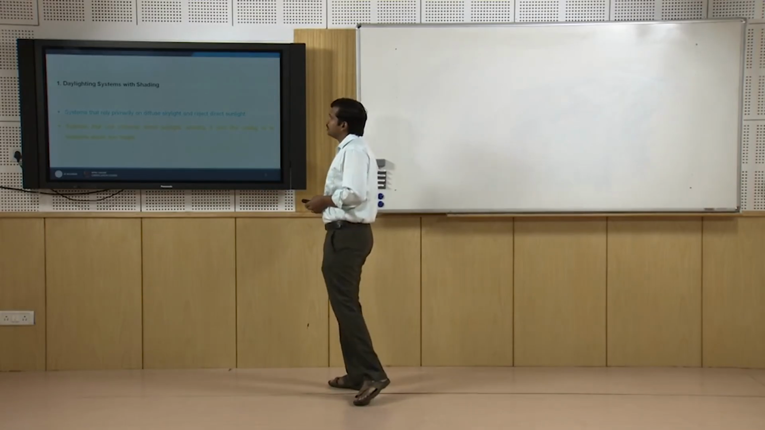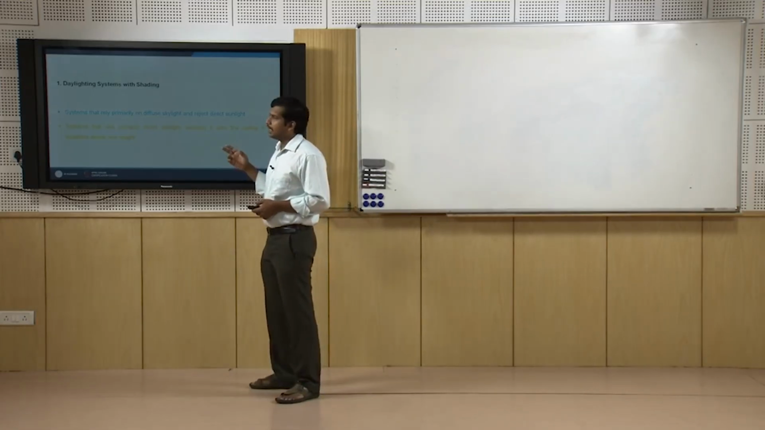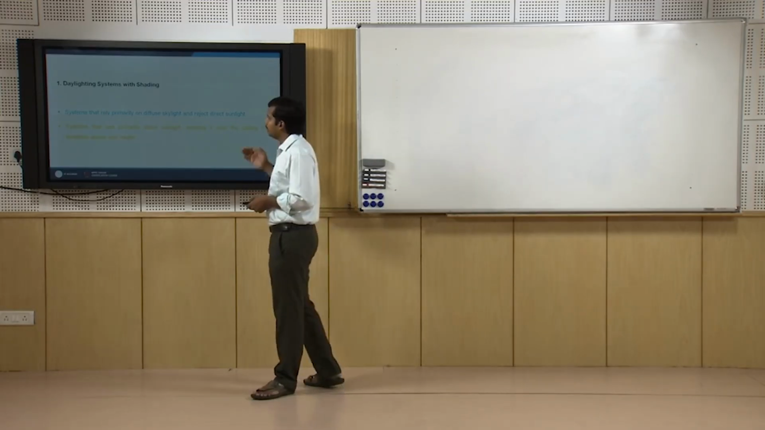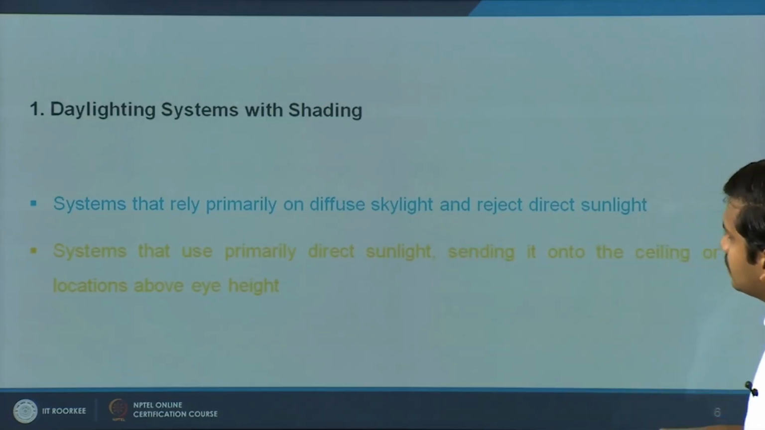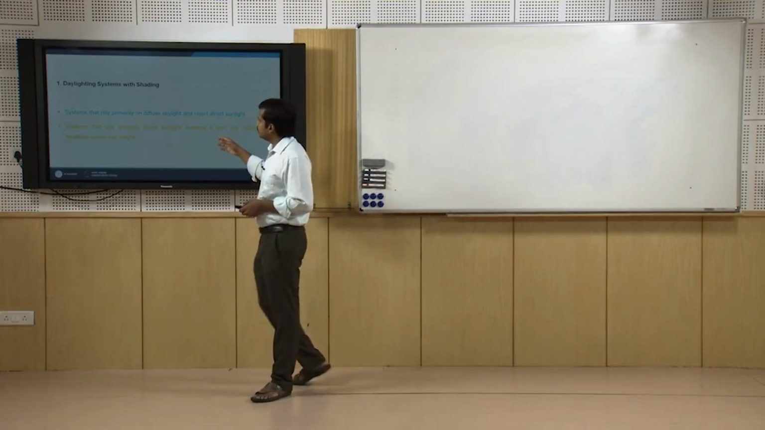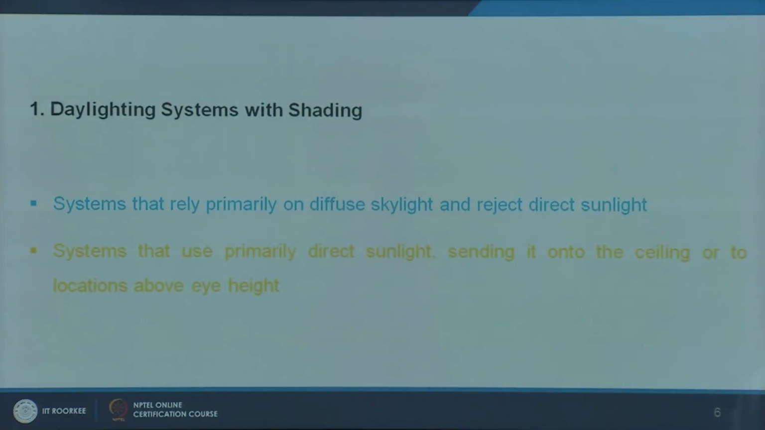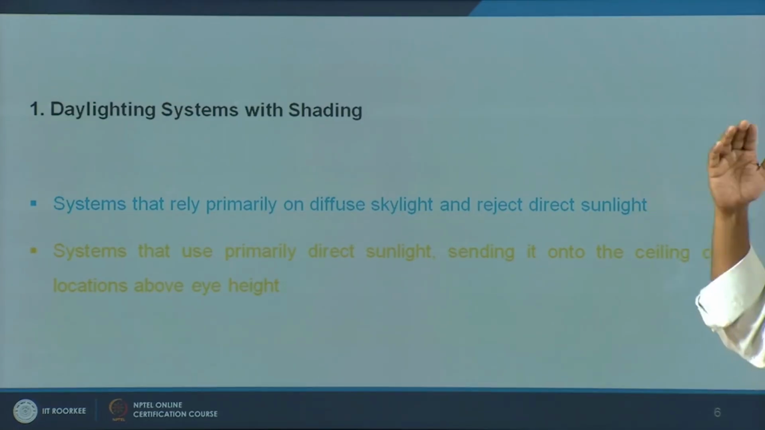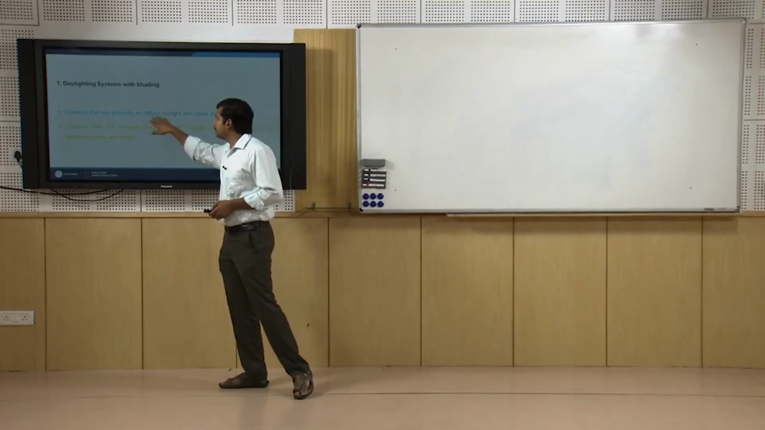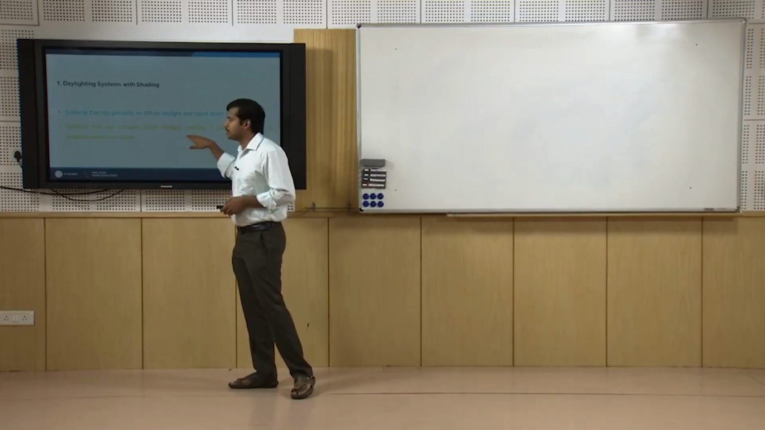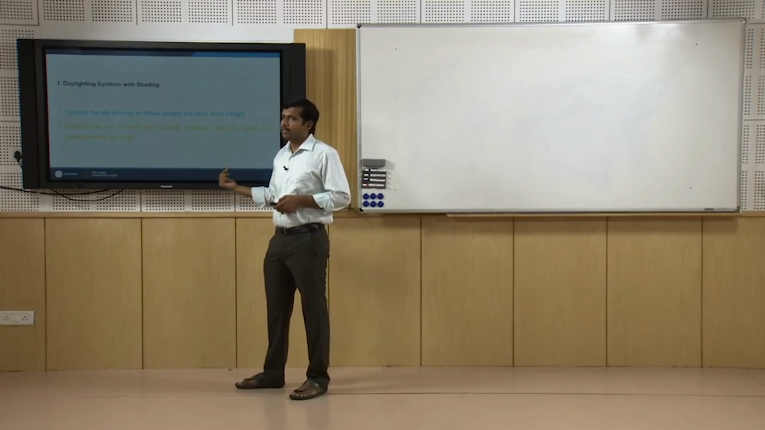Daylight harnessing systems, typically there are two types, one is with shading, other is without shading. The daylighting harnessing system with shading primarily relies on diffuse skylight and rejects the direct skylight which is available. There are also systems that use primarily direct sunlight, which will reflect or send it into locations which are above the eye height. For example, this particular system will diffuse the light and reflect back the direct light. The second type of system is like a light shelf. We will look at the details further.